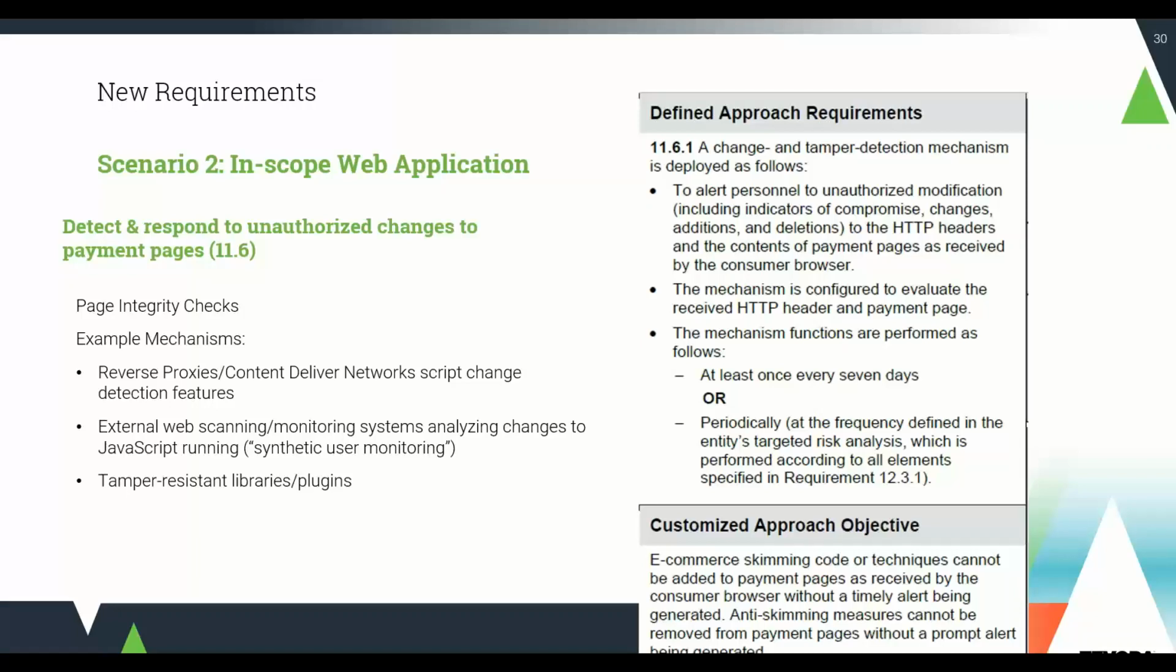Right now, the most common would be using reverse proxies or content delivery network solutions. I know a couple of services out there have specifically called page integrity solutions to detect any unauthorized script changes, especially from what is being delivered from the server side. Next, there are external web scanning and monitoring tools.